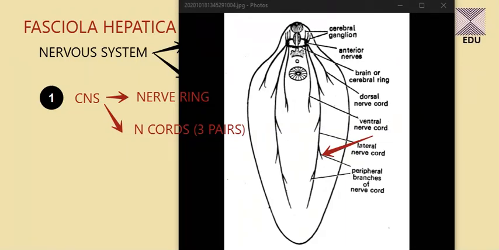And the second part of the peripheral nervous system is the three pairs of nerves from the cerebral ganglia towards the head. So these nerves are going towards the mouth and the sucker. So students, that was the nervous system of Fasciola hepatica. So you should be very keen with this particular diagram. So this question is important as far as the examination is concerned.